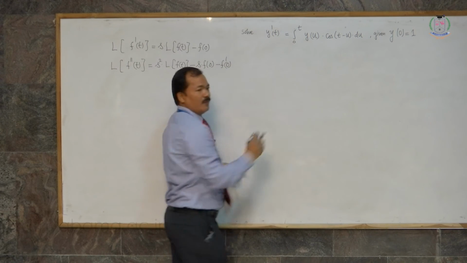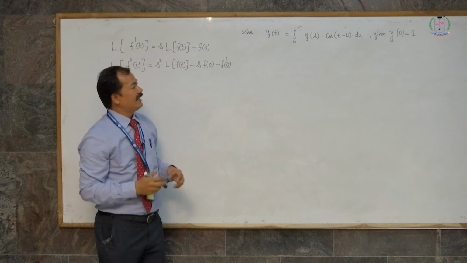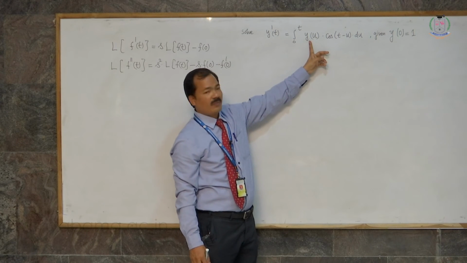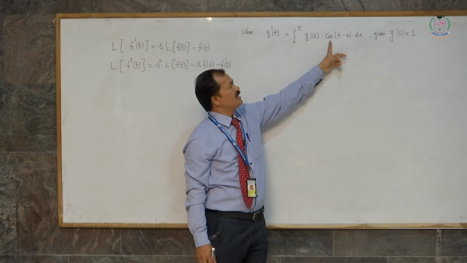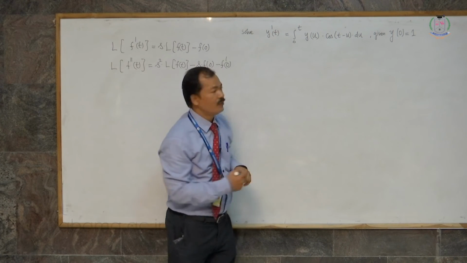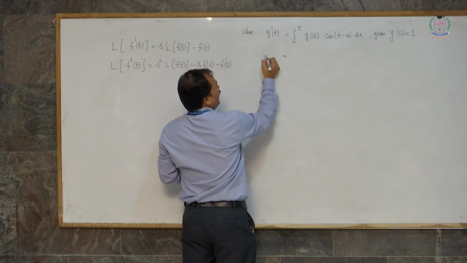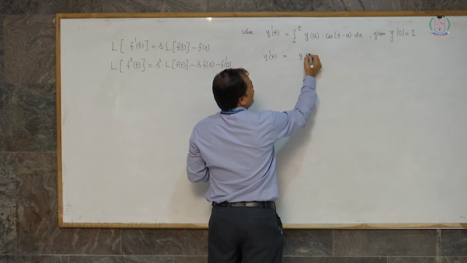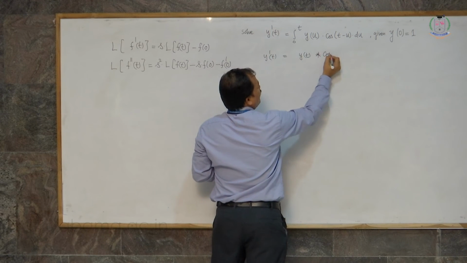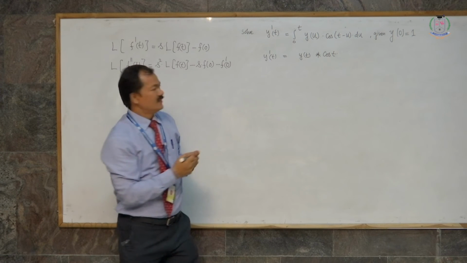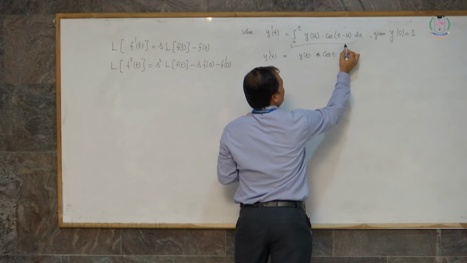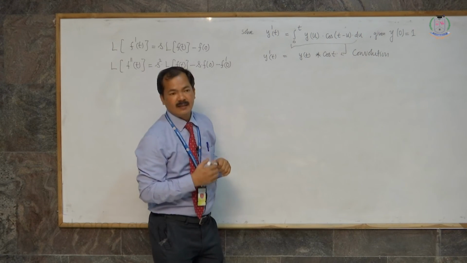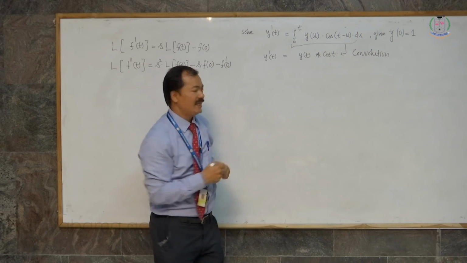Now, you take the Laplace transform on both sides. Before taking the Laplace transform, look at this integrand. This is of the form of a convolution, integral 0 to t f of u g of t minus u du. Therefore, using the convolution definition, this can be rewritten as y prime of t equals y of t convolved with cos t. Now, you take the Laplace transform on either side.